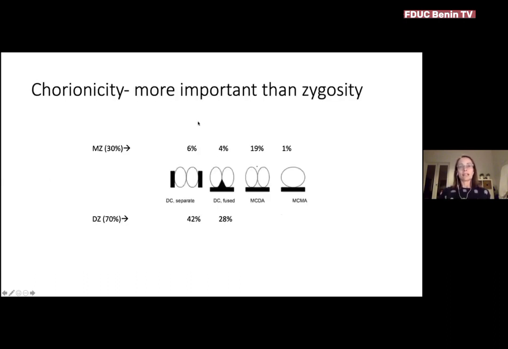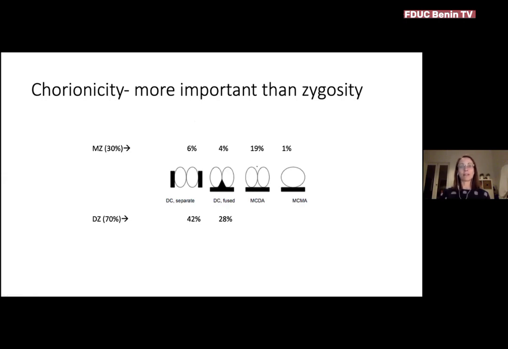Now, the second use of ultrasound in the first trimester is determining chorionicity, and we all know as clinicians that chorionicity is much more important than zygosity, which is what most patients ask you about, whether the twins are identical or not. And internationally, the rate of dizygotic twins is about 70% to 30% monozygotic. In Nigeria, the rate of dizygotic twins is higher, so about 80%, and in Australia it's slightly less at about 60%.